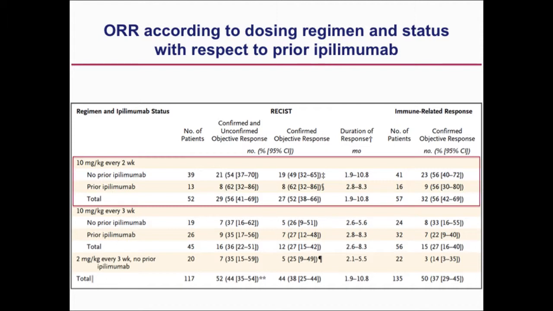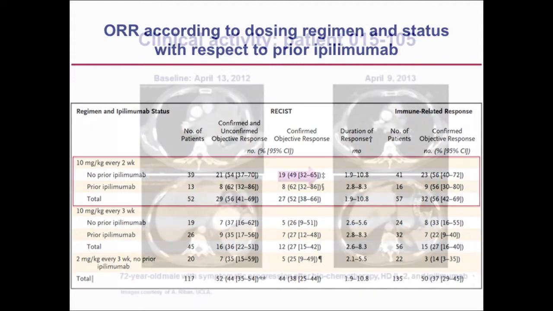So if you then look at the different cohorts and the response rate, it appeared that the best responses were seen in this cohort, so 10 milligrams per kilogram every 2 weeks, both in the no prior EP and prior EP group, with response rates of 50 to 60%, which was substantially lower in the other groups. And I don't think it's clear why this schedule is so much better than the every 3 weeks schedule.